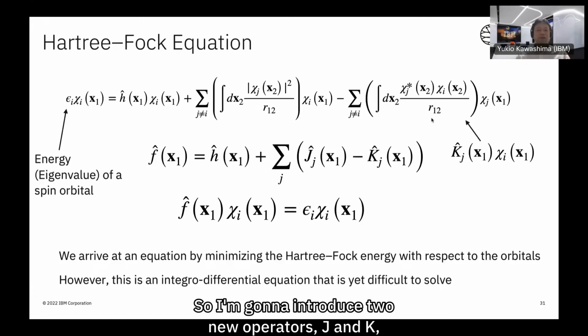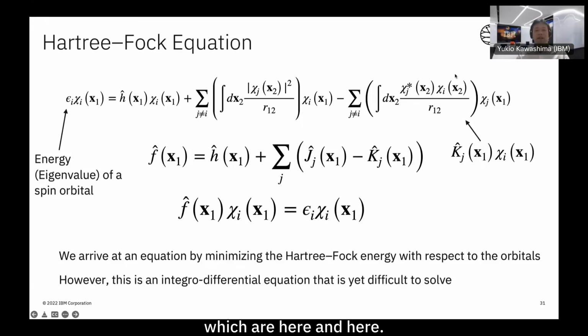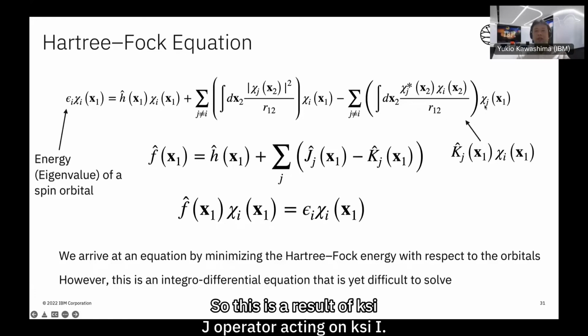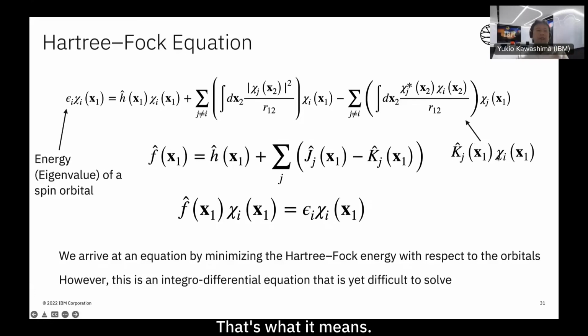So I'm going to introduce two new operators, J and K, which are here and here. These three terms will have a simpler form like this. Note that how this K operator works is that if the K operator acts on chi I, it'll be swapped to become chi j. So this is a result of the K operator acting on chi I. That's what it means.